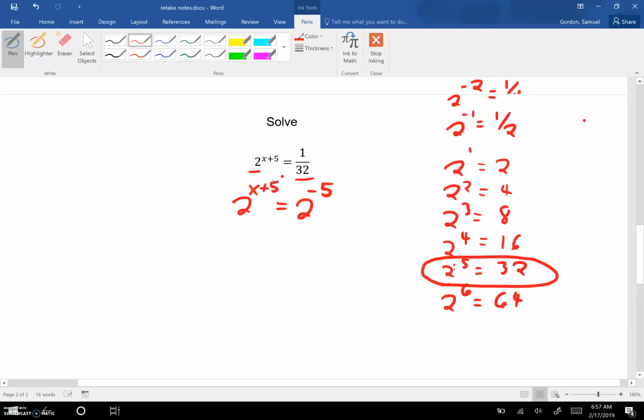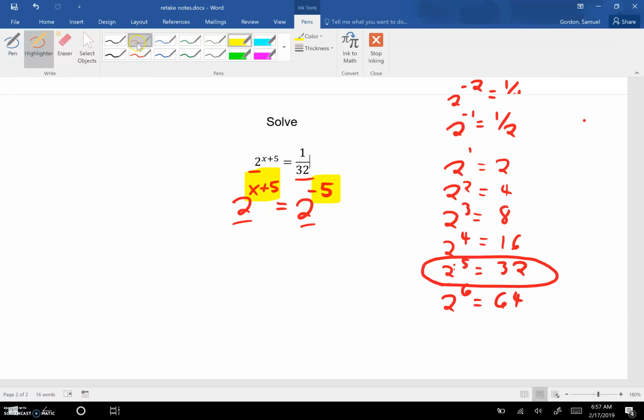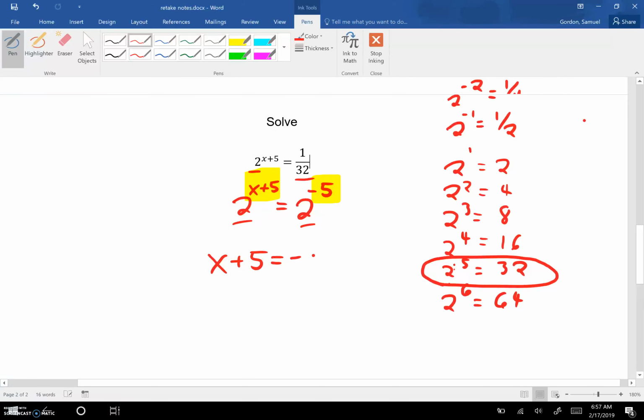Okay? Now, hey, I got the same base. That's great. All I got to do is set these two equal to each other. I don't care about the bases. I'm not looking at them. I know if the bases are the same, I can just set the two exponents equal to each other. And now I'm solving a 7th grade algebra problem. Okay, so how about I subtract 5 from both sides? So I'm left with x on this side and negative 10 on that side.